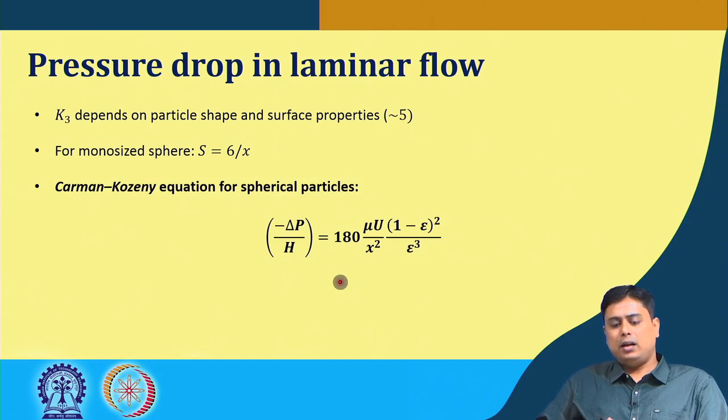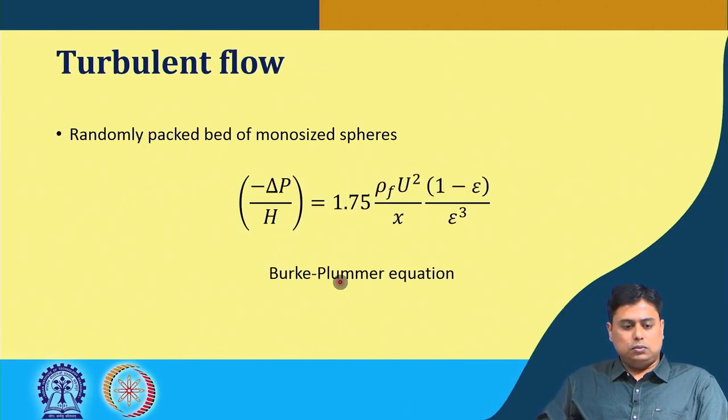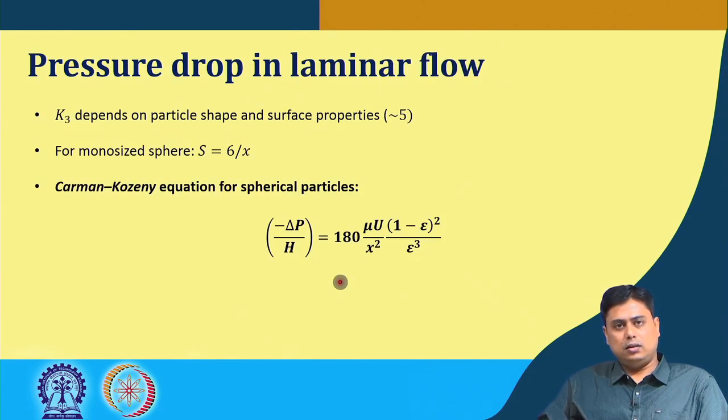If you have this information handy, then you can use this formula to calculate this pressure gradient or the pressure drop across the bed. So, this is the laminar condition, when there is a flow through the packed bed of monosized spheres.